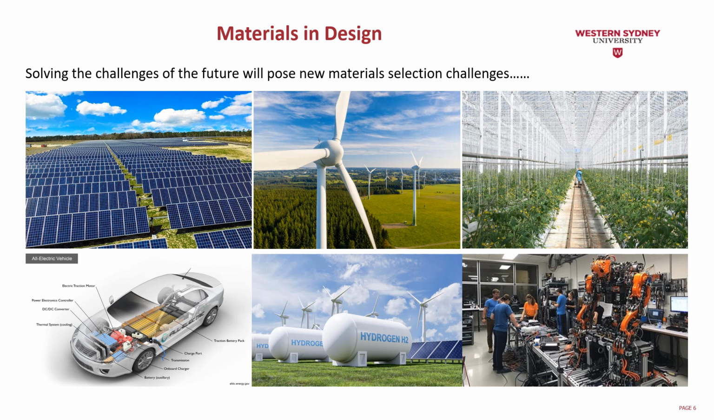The solving of the challenges of the future will pose new material selection challenges. As you can see here, we can have polymers. We can have silicon, like the one used in solar panels. Carbon fiber or fiberglass is used to make car bodies, or, for example, the blades for the wind turbines. Hydrogen is a different material.